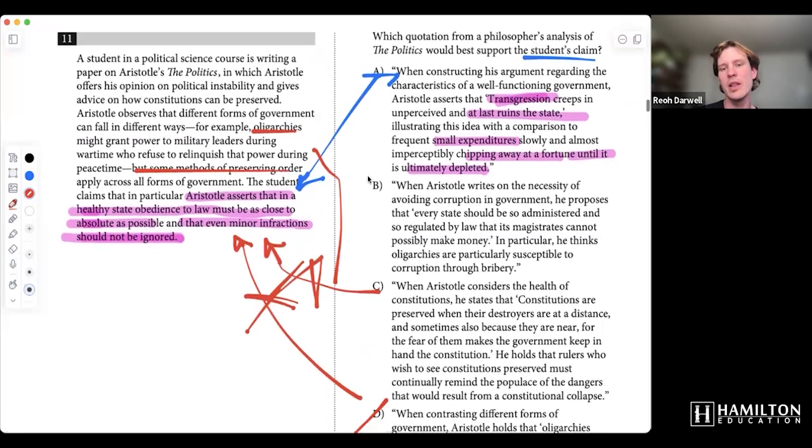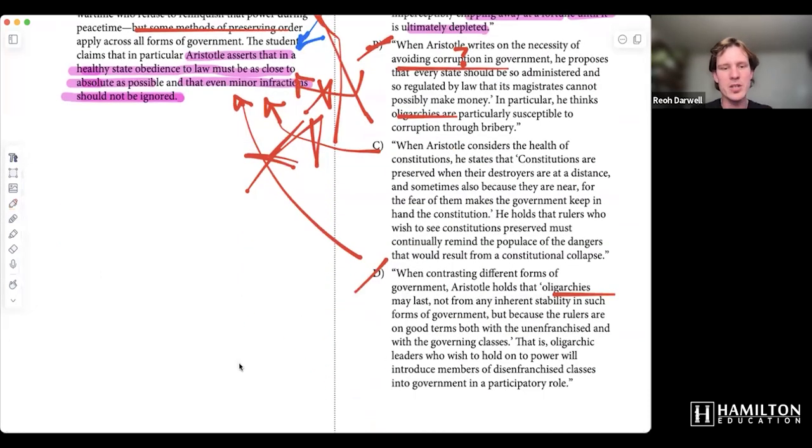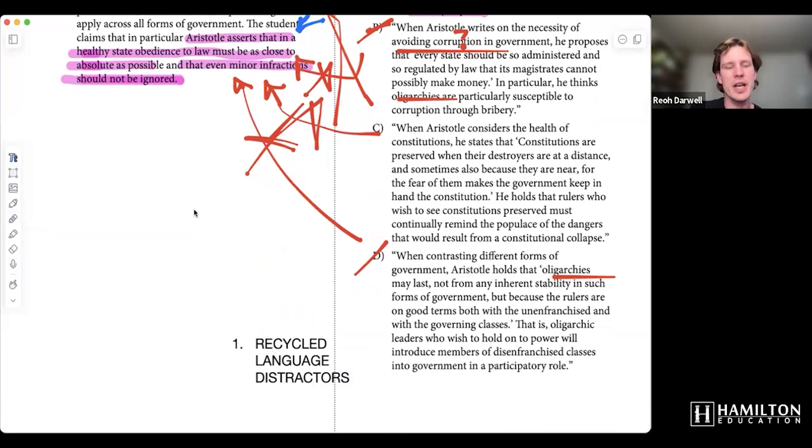All right. And then finally, avoiding corruption. Corruption in government. Do we see any sort of commentary on the breaking of laws directly here? No, right? So he says that oligarchies, again, a recycled language distractor shows up, but we're not talking about breaking the law. So for this one, I would really mention, watch out for recycled language distractors. We see recycled language distractors in both answer choice D and answer choice B. So that's how we arrive at the correct answer choice of A for question 11.